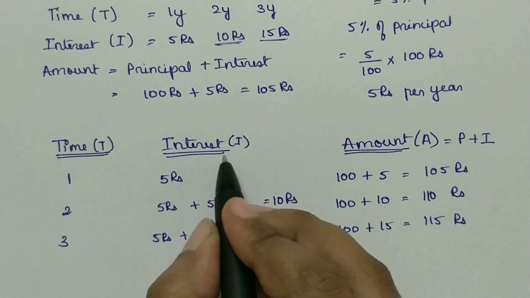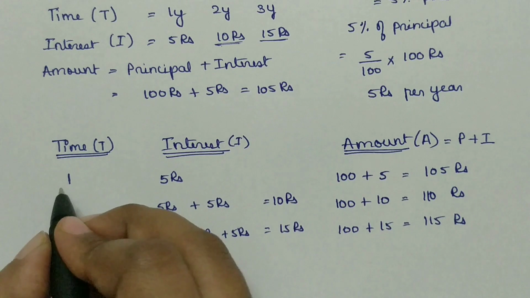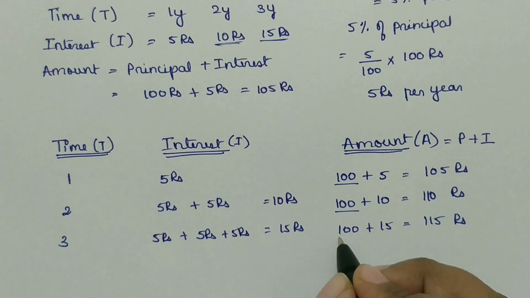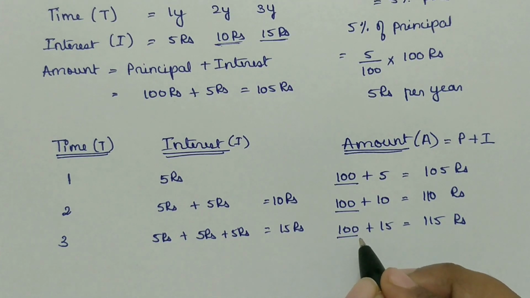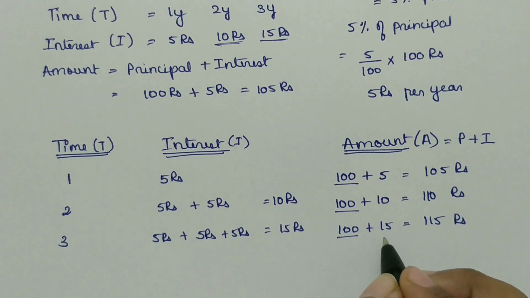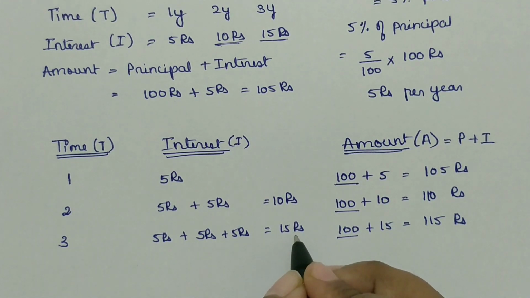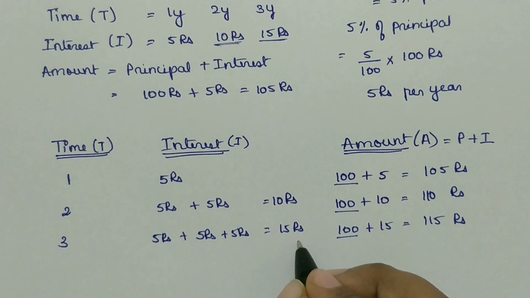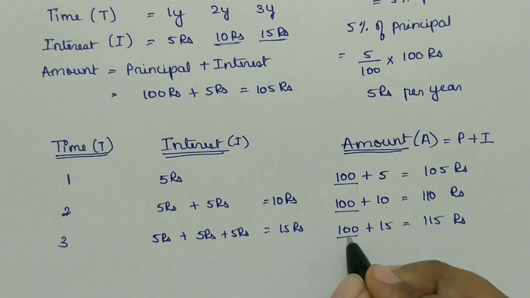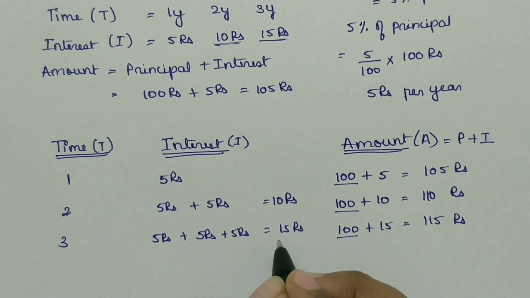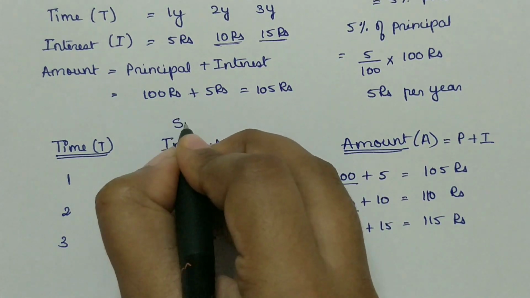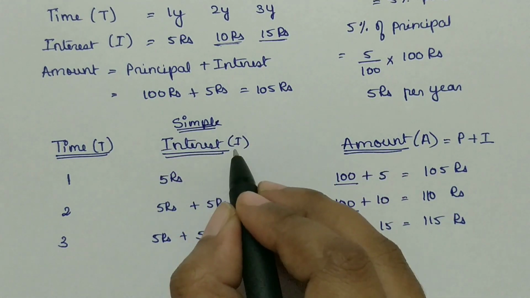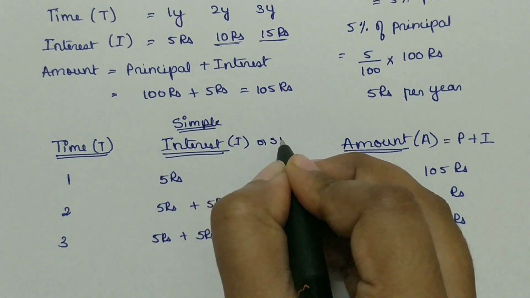If we observe interest and amount, the principal for 1 year is 100 rupees, for 2 years is 100 rupees, and for 3 years is 100 rupees. Therefore, principal is constant throughout the loan period. And also, interest is calculated uniformly throughout the loan period. If interest is calculated on the original principal uniformly throughout the loan period, it is called simple interest. Simple interest is denoted as I or SI.